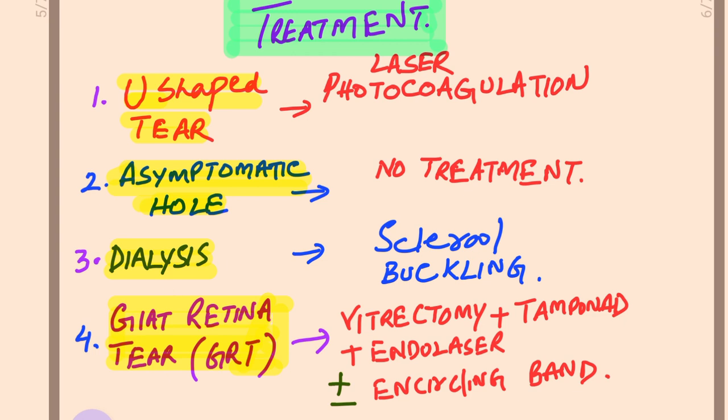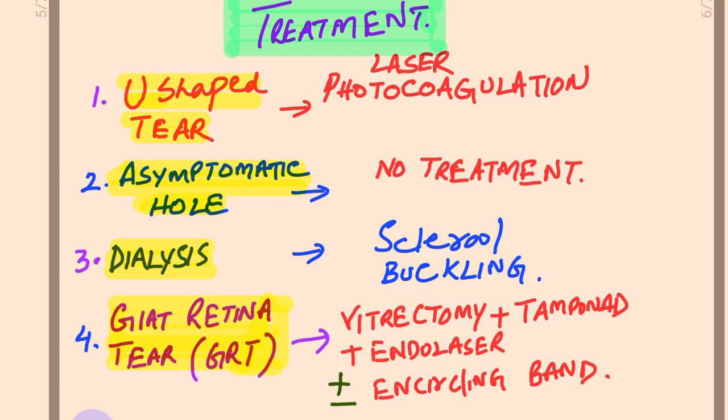The other type is dialysis. Now dialysis, as I discussed in the previous slide, is present at the ora serrata. So this is treated with the help of scleral buckling or a circumferential buckle that is used to treat the dialysis. The last type is the giant retinal tear.